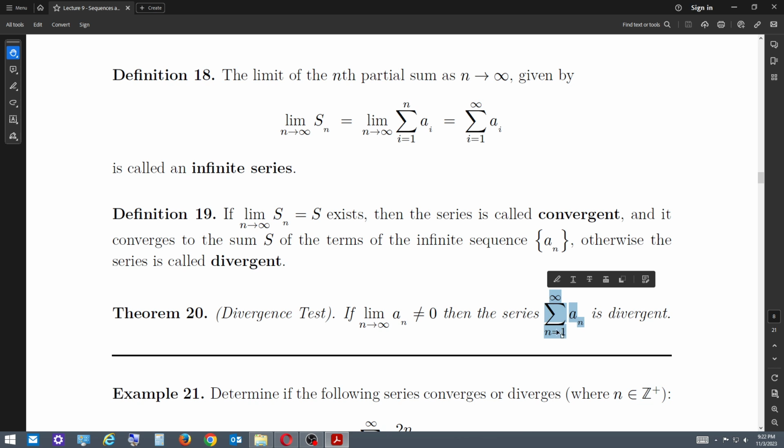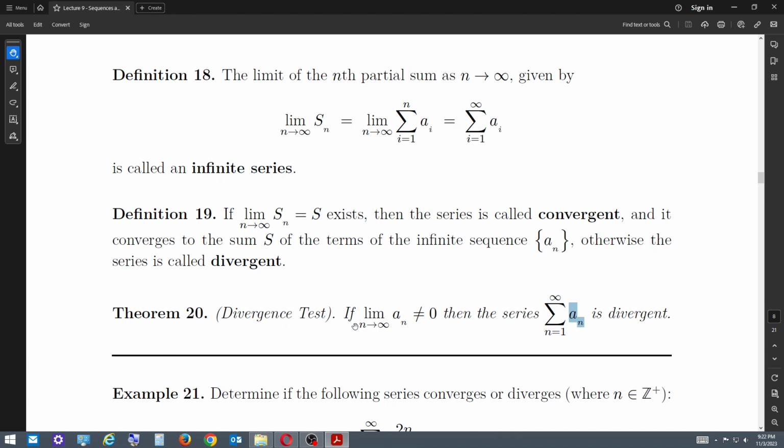Right? Having said that, if the limit of a_n goes to 0, that doesn't actually tell me whether the series converges or not. That's important to understand, because we will see some examples where the limit of a_n goes to 0, but the actual sum is divergent. So just be careful with that.